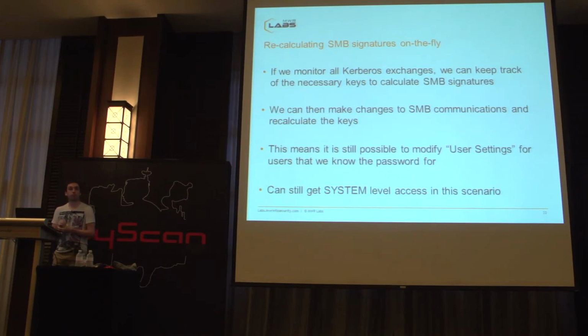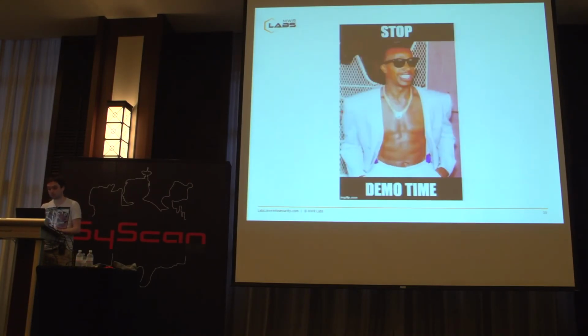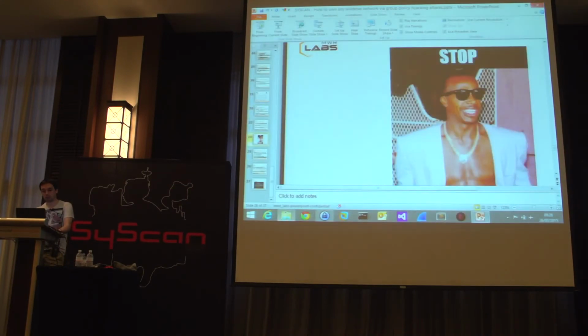So, although it's not exactly trivial, in principle, if we monitor the Kerberos exchanges as well, and we're there from the beginning, and we keep track of all the necessary keys, then we can probably modify SMB responses on the fly when they happen later on in the communications, if we've got the relevant keys from Kerberos. Which means if everything happens as it did before, then we should effectively still be able to get SYSTEM in this specific scenario where we've got a low privilege user account that we know the password for. So, demo time.